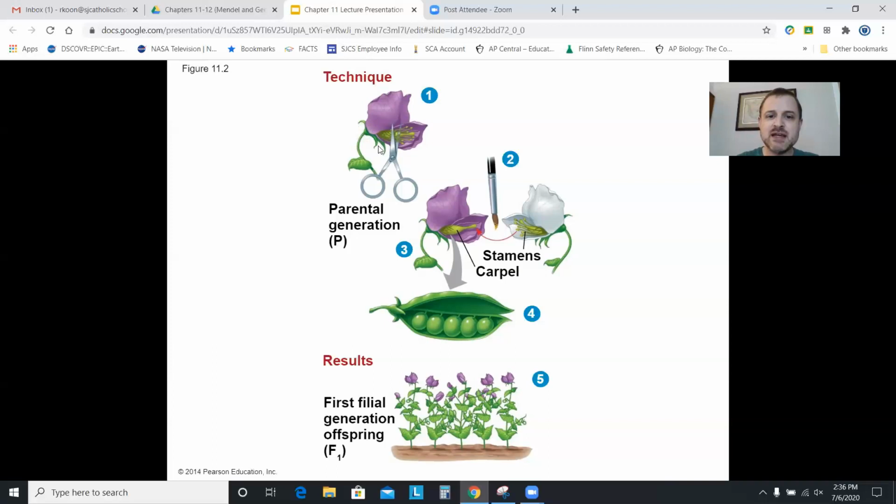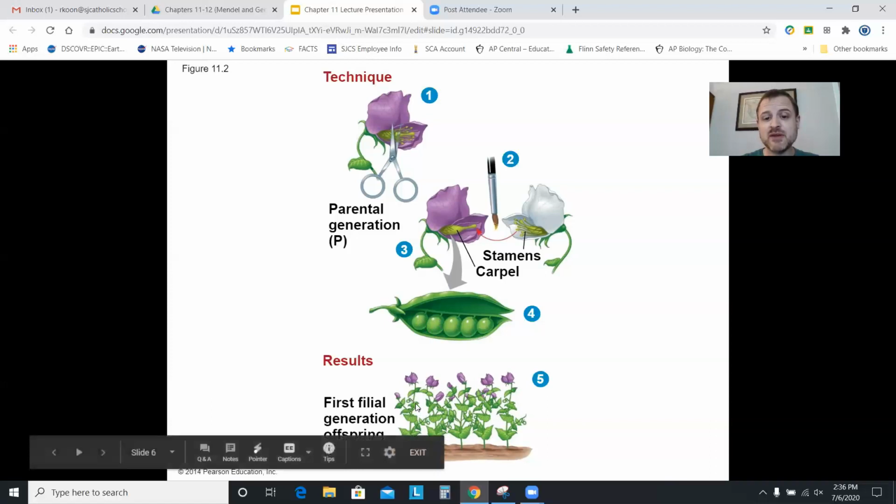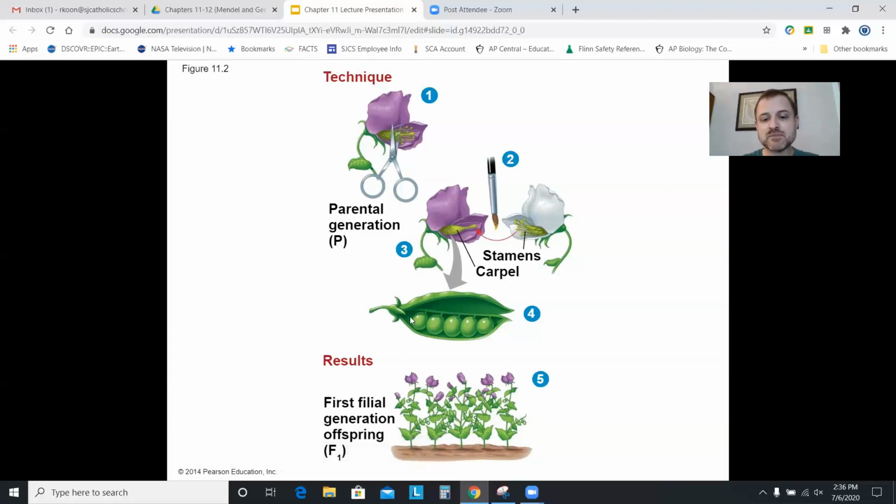He would take the anther and cut them off, so he controls where the pollen goes. He would use a paintbrush, and in this case, transfer pollen from this plant to the purple plant and get these, in this case, 5 seeds and plant them. And these are like the children of these two parents. So in this case, the white flower is like the dad because it produced the pollen. The purple flower is like the mom. And then these 5 plants are like the offspring.